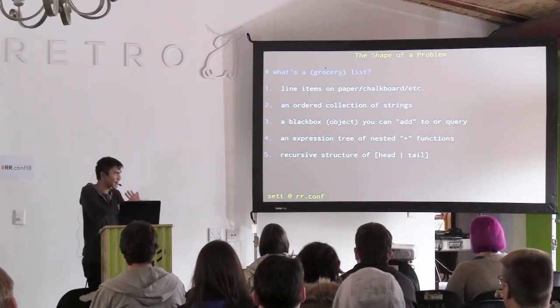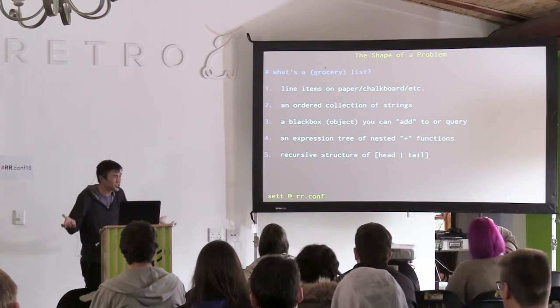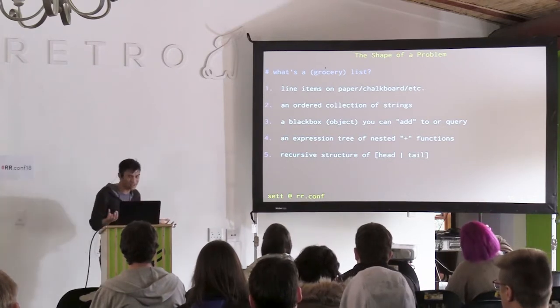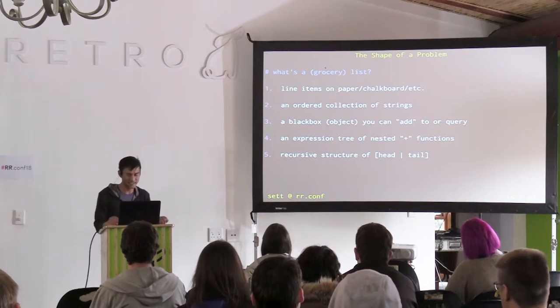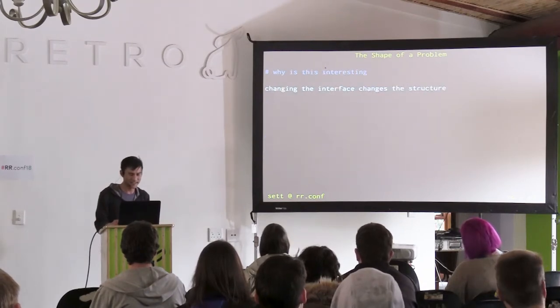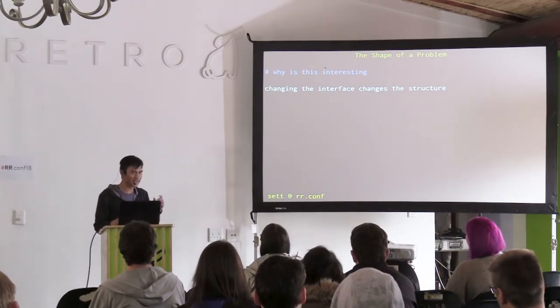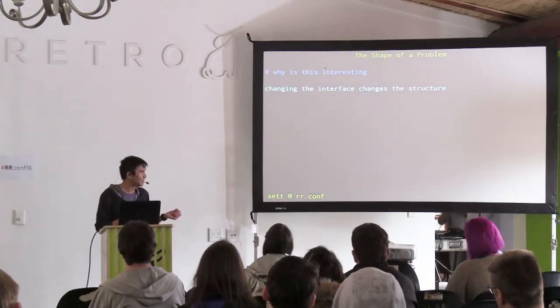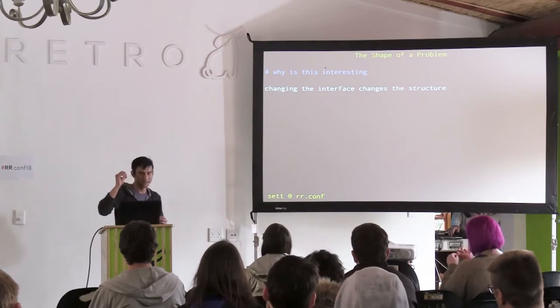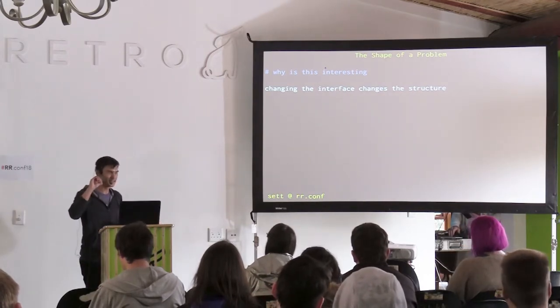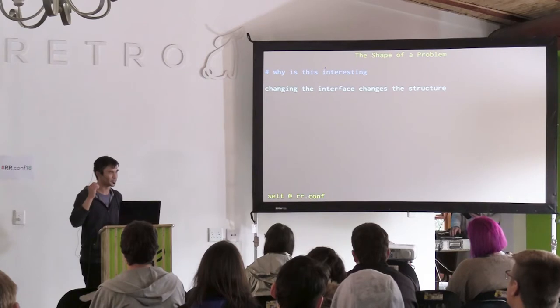So what is a grocery list then? Is it line items on a piece of paper? Is it an ordered collection of strings that we're used to? Is it a black box object that you can interact with? Is it an expression tree? Is it a recursive structure? Like, what's the list, right? And why is this even interesting? And I think the essence of it is really when you start numbering the list, right? You gain some extra properties for free.